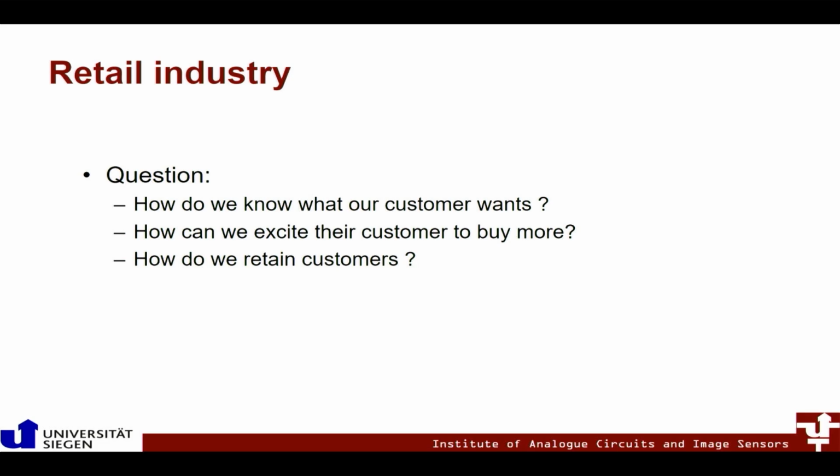So let's make this question a bit broad and ask 3 questions. How do we know what our customer wants? Because he or she will only come back if we know what he or she wants. Right? And once he's there in our store, how do we convince or excite him to buy more? And once he or she has bought something, how do we ensure he or she is retained? He or she does not go somewhere else.